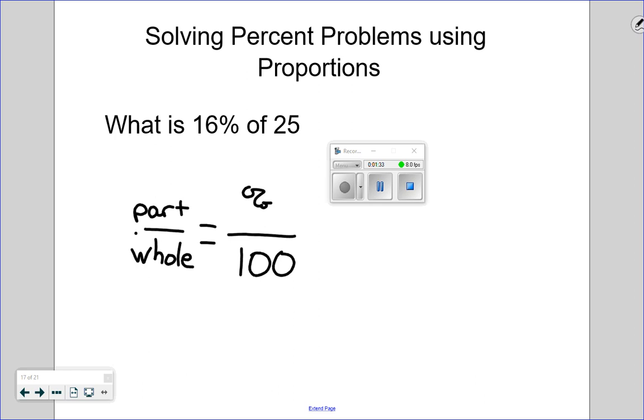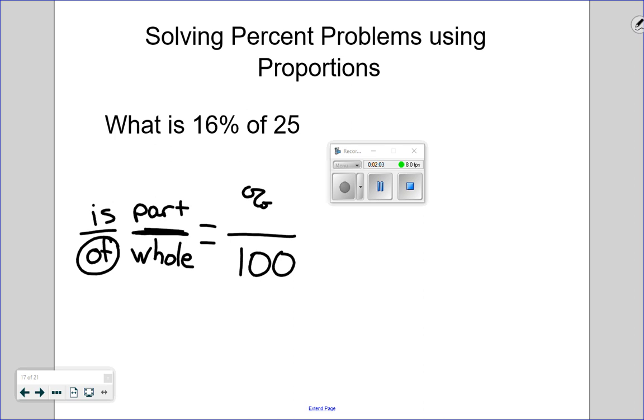Now, sometimes you might hear this referred to as is over of, because those are good keywords to use in these problems. If you see the word is right before a number or right after a number, that usually indicates that's your part. Of is the one I usually focus on. It's a little more reliable. Whatever number comes after the word of in a problem is your whole. Okay, it's your total. It's the one that's going to go on the bottom of your ratio.